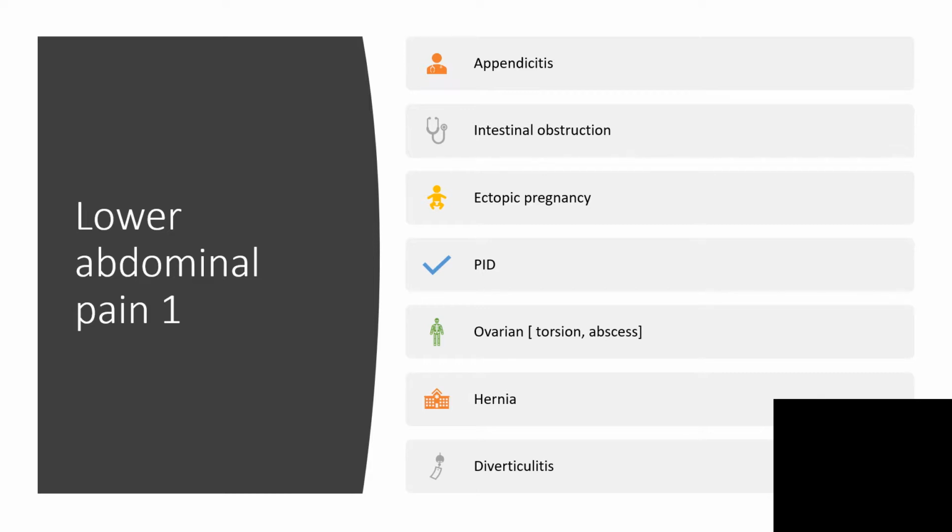Pelvic inflammatory disease, if there's infection before, vaginal discharge, fever, and so on. Ovarian torsion or ovarian abscess. Hernia, where something is protruding when you cough or sneeze. Diverticulitis, if it is the left side of the iliac fossa.